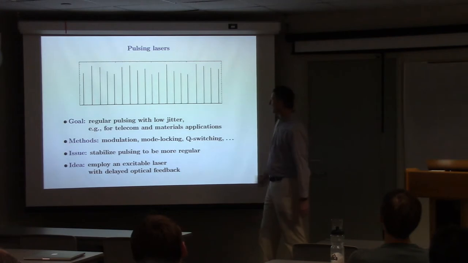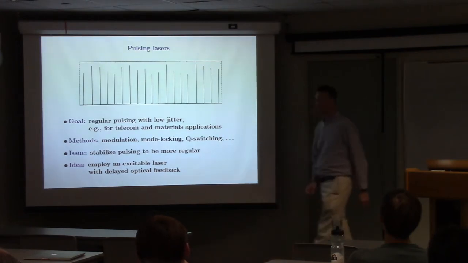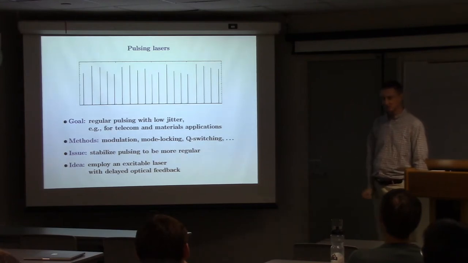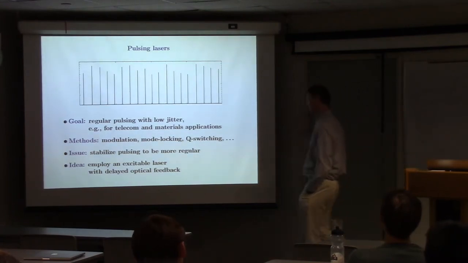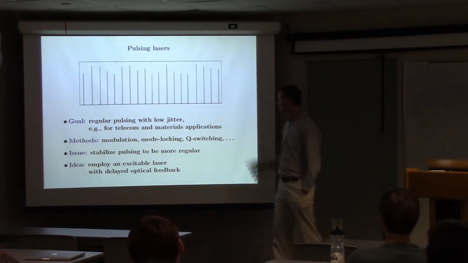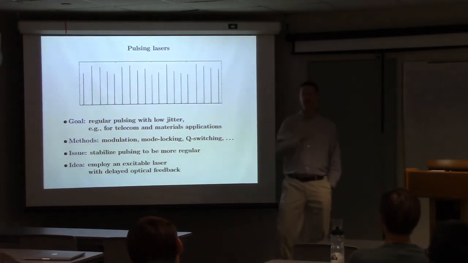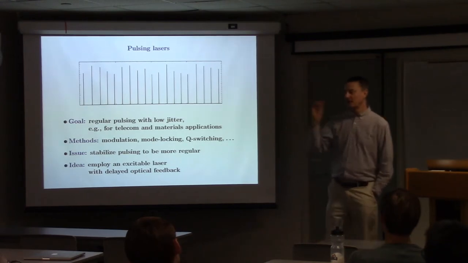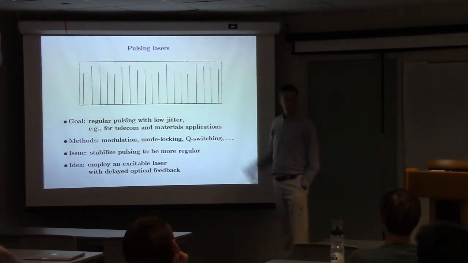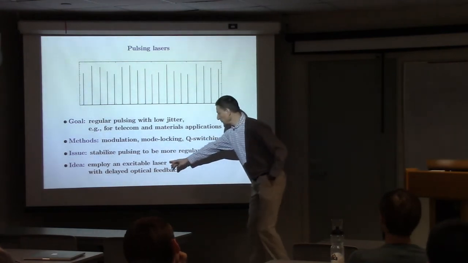So the question is really, if you have a system that produces these pulses, how can you make the pulsing more stable and more regular? By stable, I mean more regular. The time between two pulses should basically be exactly the same, up to a very small margin of error, even in the presence of noise in the system. Everybody with me? Okay. So one idea is that you employ an excitable laser.